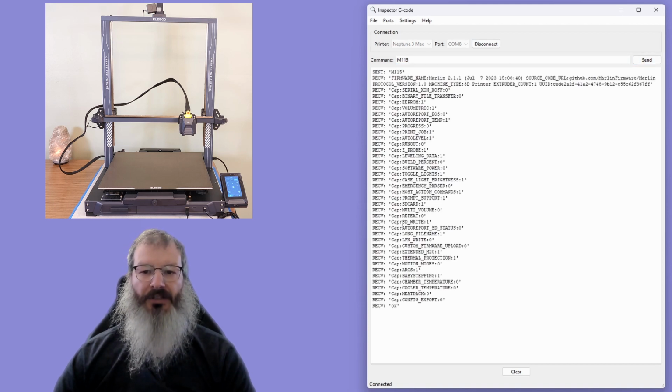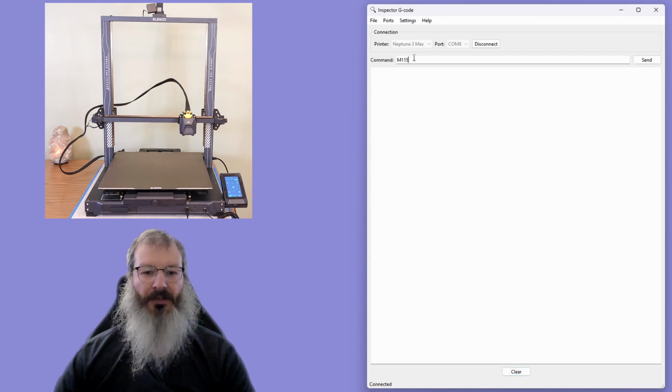The printer responds with a large number of lines of information about the printer. Depending on how the printer is configured, the format and content of the response could change. Now, let's try a simpler command, M114, or get current position.